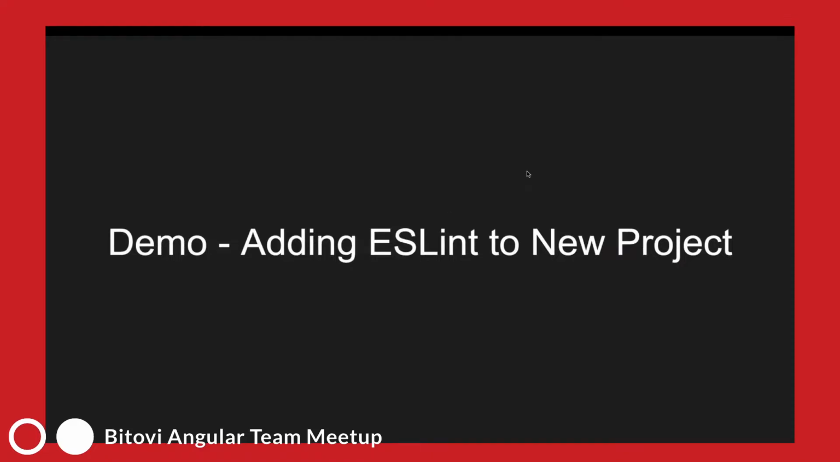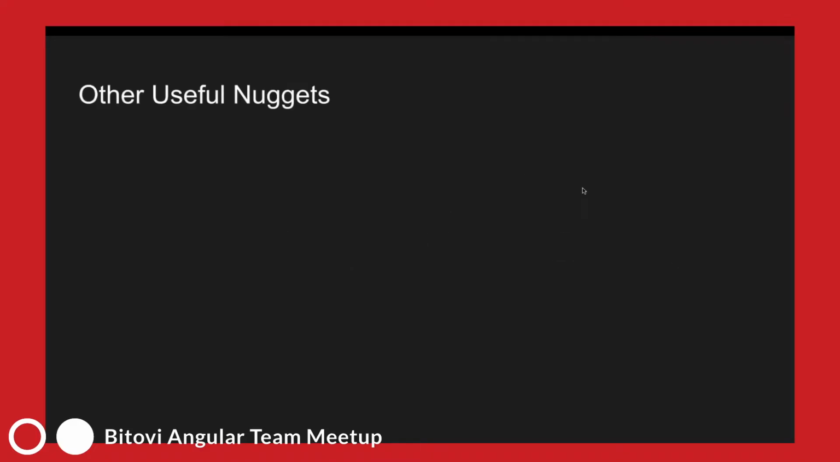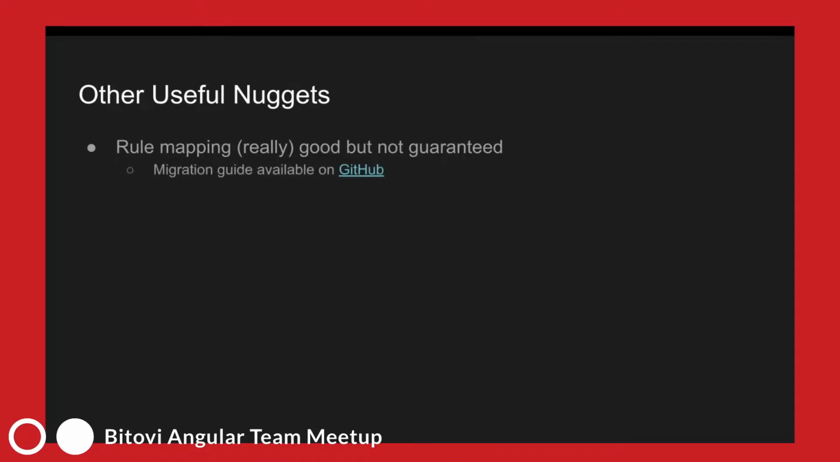Adding ESLint to a new project, we showed that to you guys as well. Some other useful nuggets to keep in mind if you'd like to continue exploring this topic. The rule mapping is really, really good, but it's not guaranteed. The Angular ESLint team does maintain a comprehensive list of rule mappings and the things that they do and do not support on GitHub.